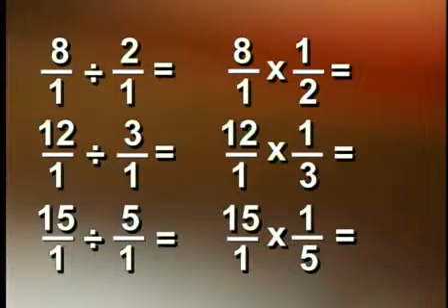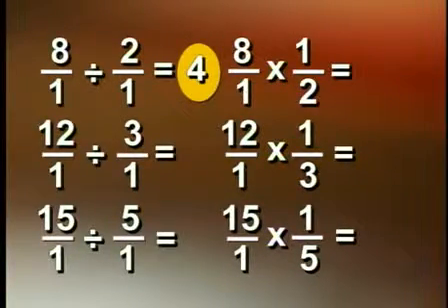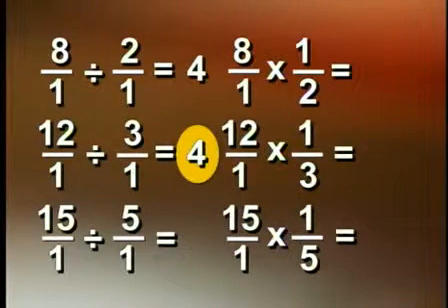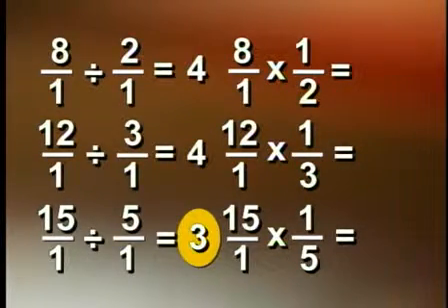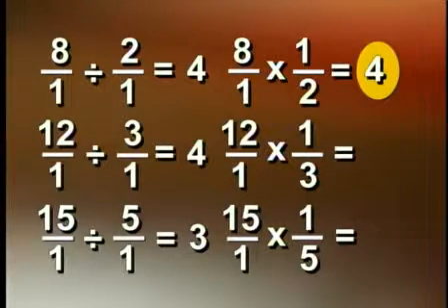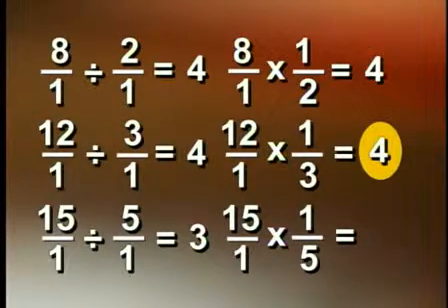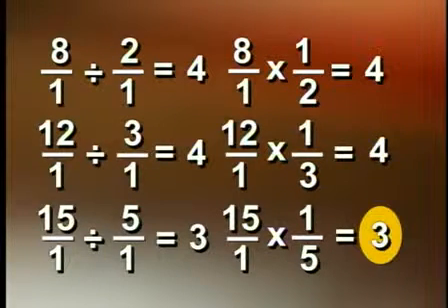Okay. As we see, the division problems: 8 divided by 2 is 4. Now, notice the whole numbers are written as fractions, 8 over 1 and 2 over 1, but still the answer is 4. 12 divided by 3 is 4, and 15 divided by 5 is 3. The matching multiplication problems, we can cancel, and we get the same answers. 8 times a half is 4, 12 times 1/3 is 4, and 15 times 1/5 is 3.